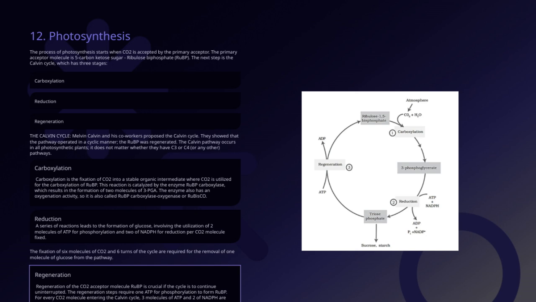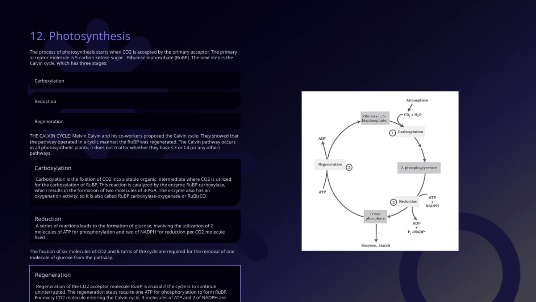Let's also touch on the reduction phase, where CO2 is fixed into a stable organic compound. This happens through a process called carboxylation, where CO2 is attached to RuBP, forming 2 molecules of 3-PGA. This reaction is catalyzed by the enzyme RuBP carboxylase, commonly known as RuBisCO, which interestingly has a dual role. It can also catalyze oxygenation reactions.